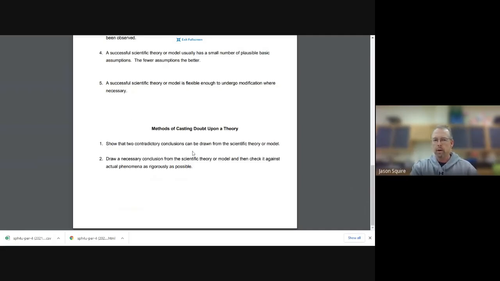So we cast doubt upon a theory. Well, obviously, if an observation is made that doesn't fit with your theory, that debunks it. And also, if two different conclusions can be drawn from your theory, that will debunk it for sure.